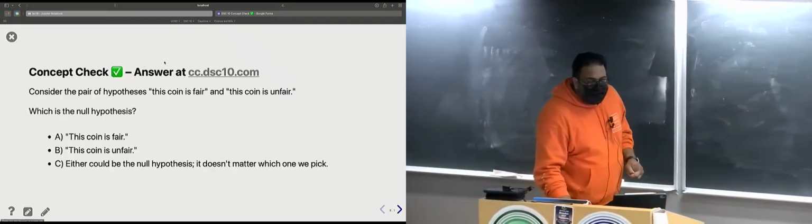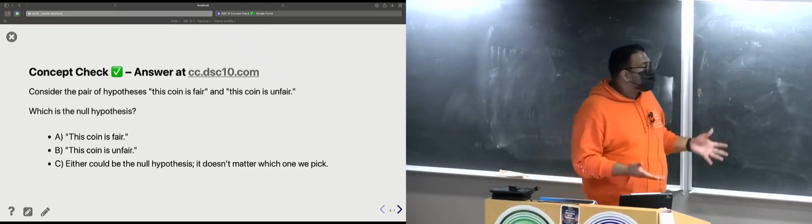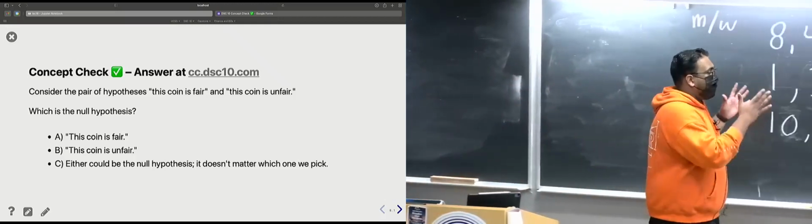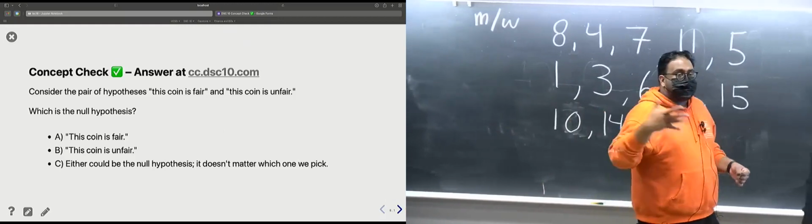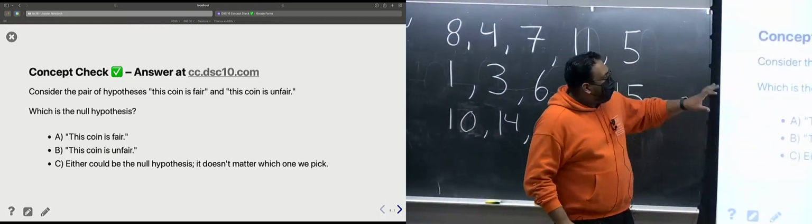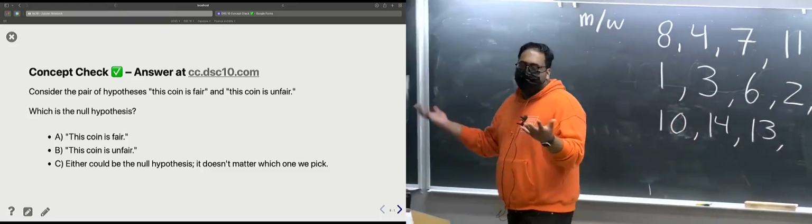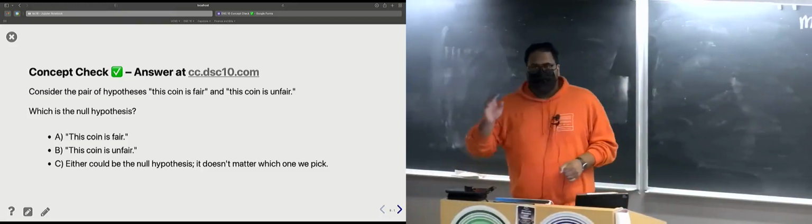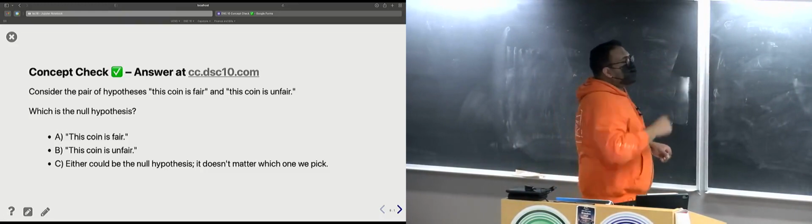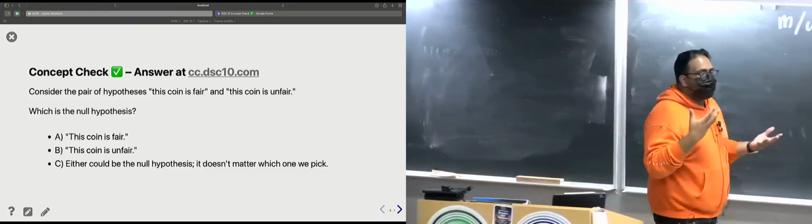Okay, so here's something I want you to discuss for 30 seconds. Let's consider the pair of hypotheses. This coin is fair, and this coin is unfair. Which of these two is the null hypothesis? Or could either of them be the null hypothesis? Discuss for 30 seconds and enter in an answer at cc.dsc10.com. Go for it.